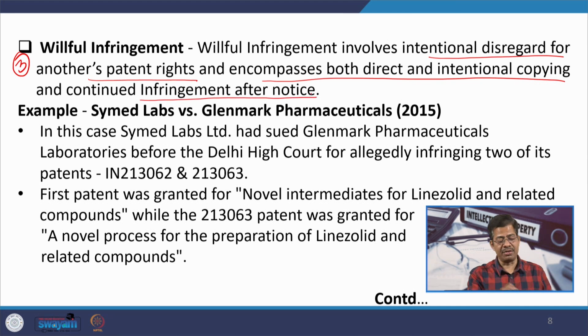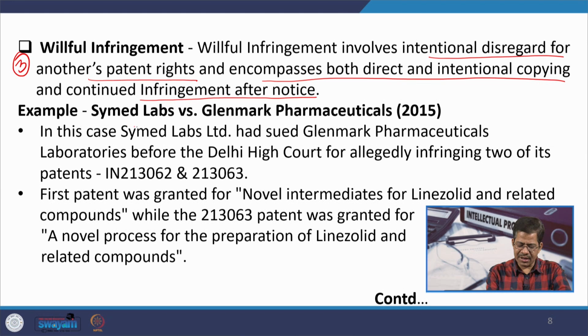infringement after notice also. So, you can say that out of three, direct, indirect and willful, the willful is the worst kind of infringement, because you are aware, you are doing this kind of infringement intentionally, and you are continuing even after the notices. So, somebody has noticed that you are infringing their IP and they are sending you some kind of legal notice, but still you are continuing with your practice of copying or infringing that particular IP.